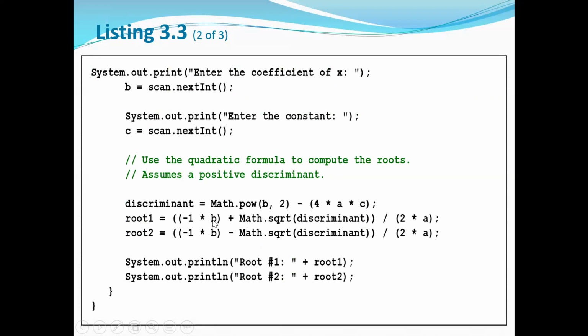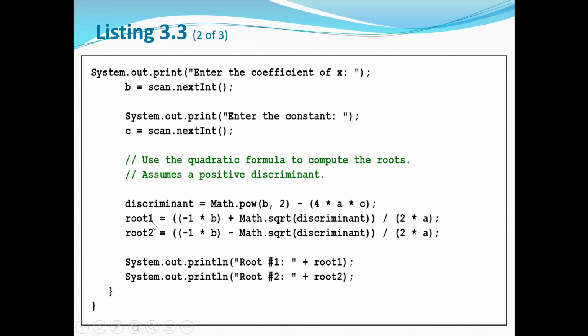So root 1 will be minus b, but instead of writing minus b, we say minus 1 times b plus the square root. So the actual formula will be minus b plus or minus the square root of b squared minus 4ac over 2a. So first we do the b squared minus 4ac. Then it's the square root of it. So we use the math class dot square root method to find the square root of the discriminant, b squared minus 4ac. The answer we get, we add it to minus b, then we divide by 2 times a.